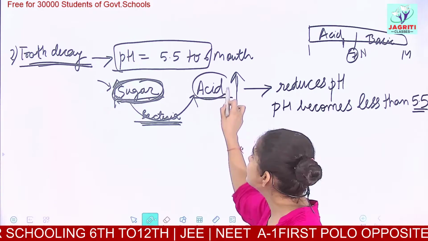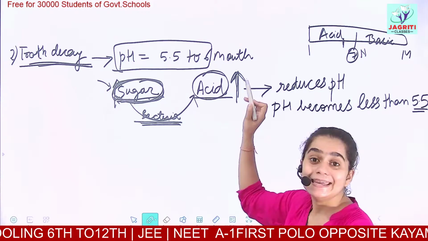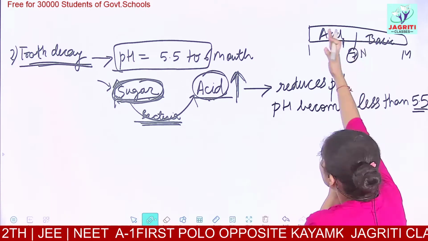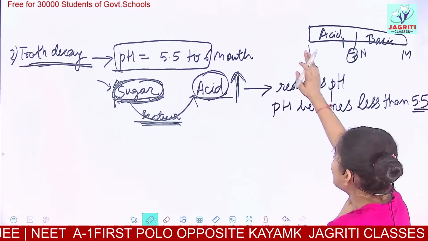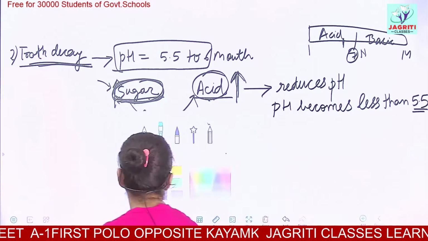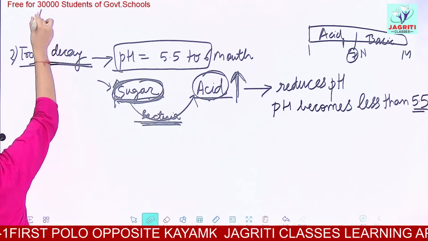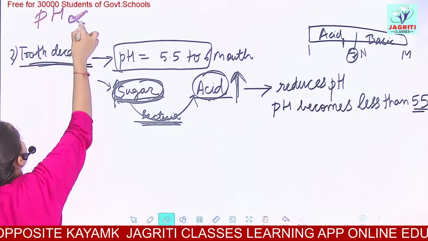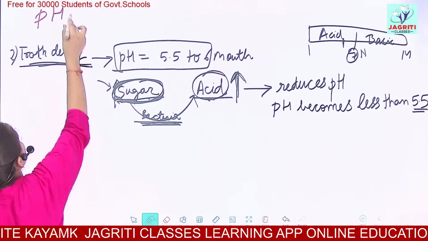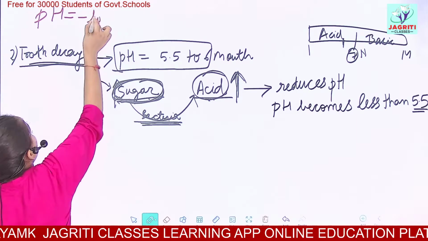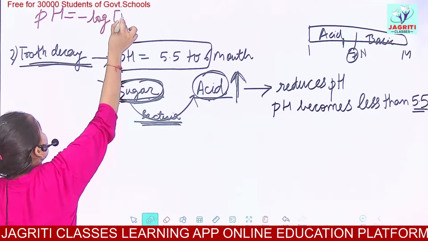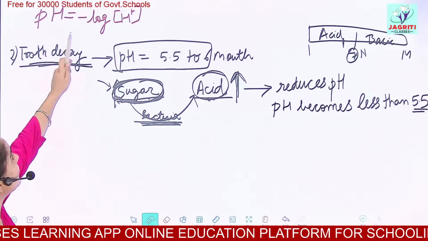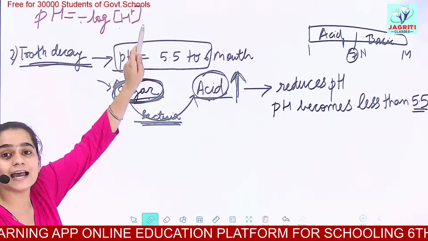and hence the amount of acid will also increase. Increase in the concentration of acid shifts the pH value to the left. That is, remember one thing, a key point I am writing, that what is pH? pH means, or the formula of pH, which will come in higher classes, pH is called minus log of H plus ion concentration. That is, pH is dependent directly on minus H plus ion concentration.